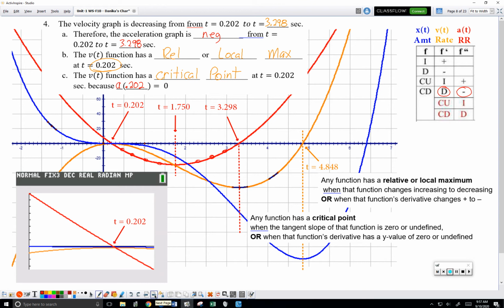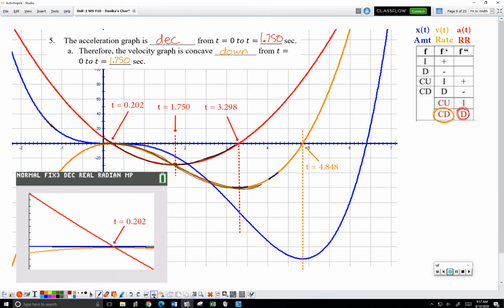Number 4, I'm going to let you do at home by yourself. We've already covered those topics. So let's move on from there. Number 5 has got something a little new. It says the acceleration graph is blank from time equals 0 to time equal what?